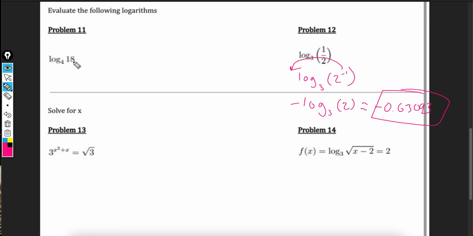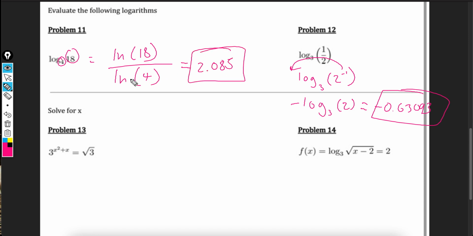If we were to do this guy, the easy way would just be honestly natural log of 18, over natural log, remember ln means natural log, base 4. I already did the calculation, 2.085. That's literally it for that one. That's the easiest way to evaluate it.